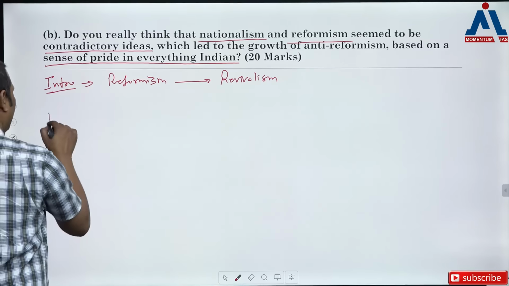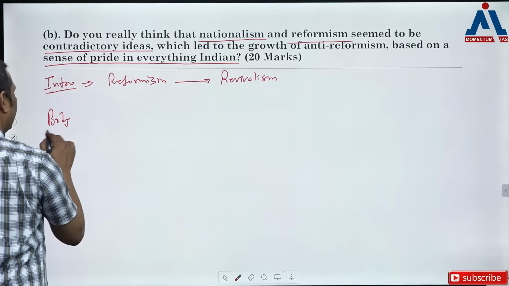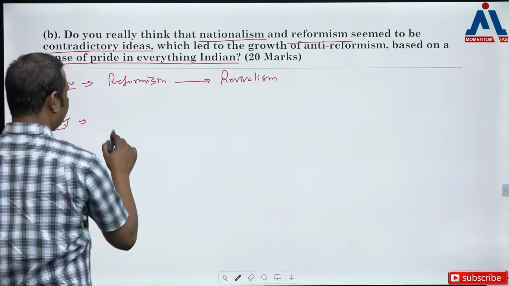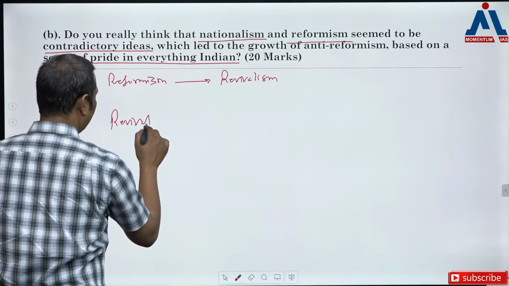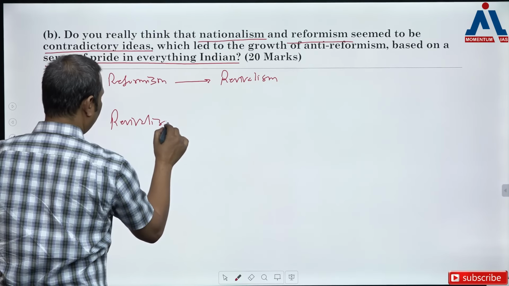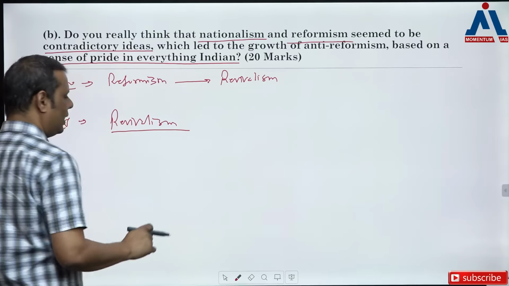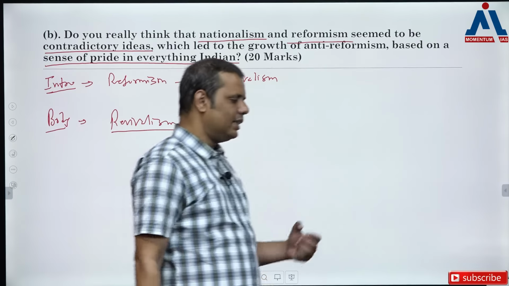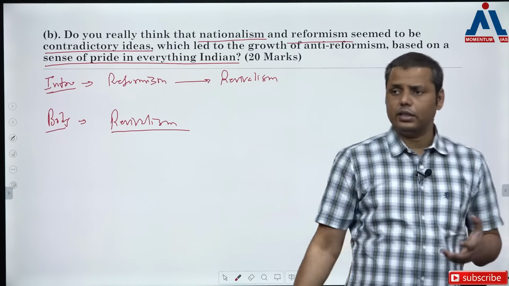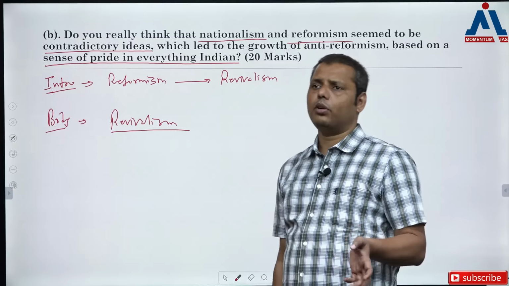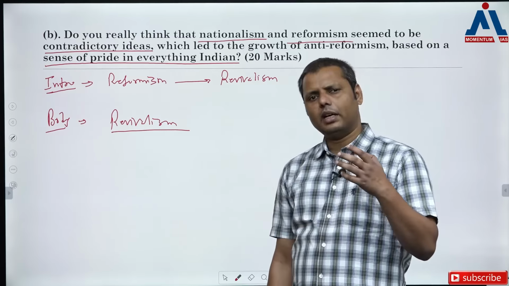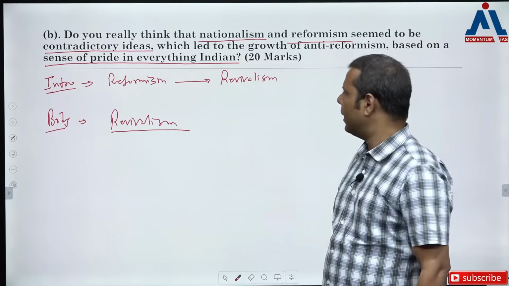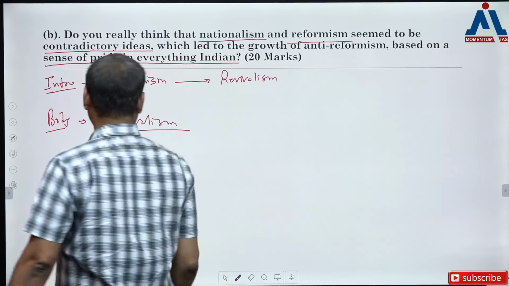And then in the body part you try to evaluate. Okay? So first of all you define what kind of revivalism it was. You just write about revivalism, their ideas, their acts, their ideologies and all. So you'll be writing about Arya Samaj, you'll be writing about Swami Vivekananda, you'll be writing about Tilak and all, and that's how you'll write, right? And then he'll go for this analysis.